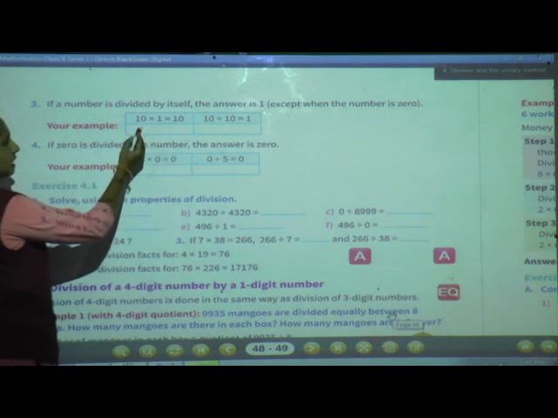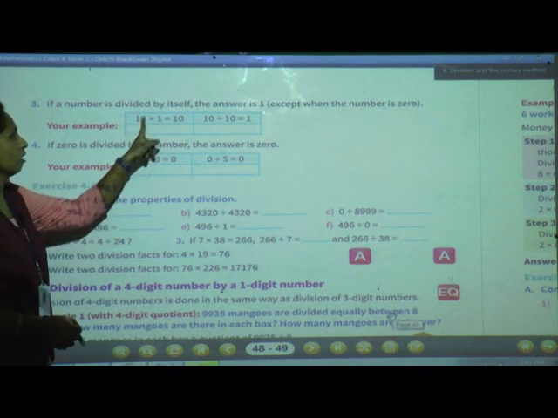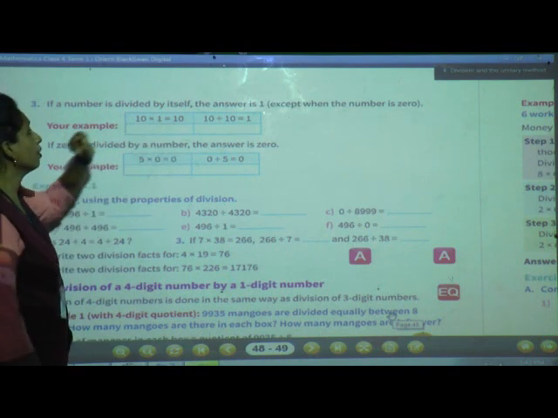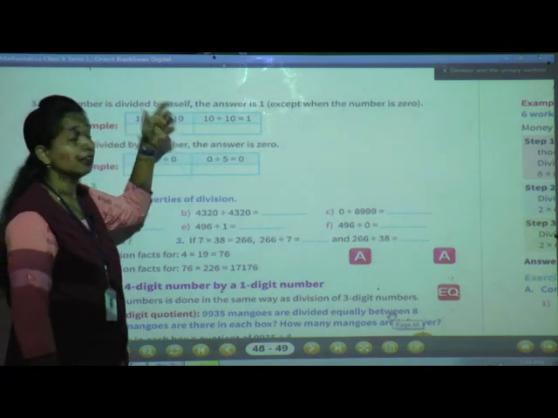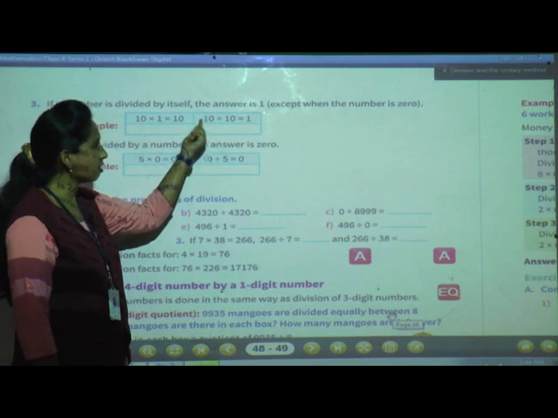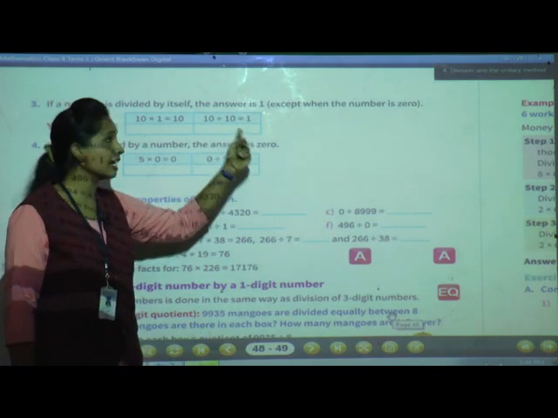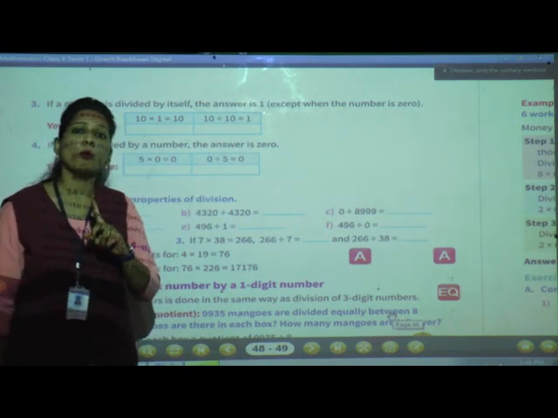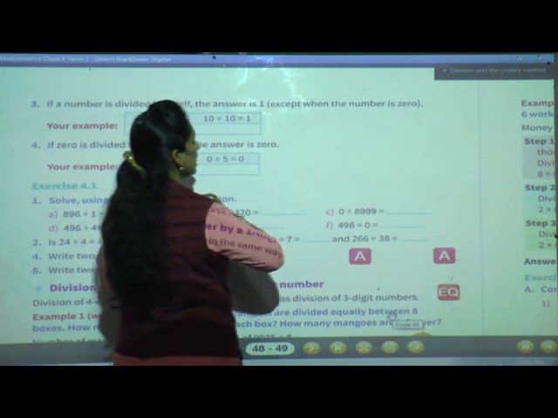Now they had given one example. 10 multiplied by 1 is equal to 10. Correct. 10 ones are 10. Now what about division? What they are saying is, if a number is divided by itself. One number they had given, and if we divide this number by itself, meaning the same 10, so what do we always get? We get the answer 1. And what did they say? Except when the number is 0.